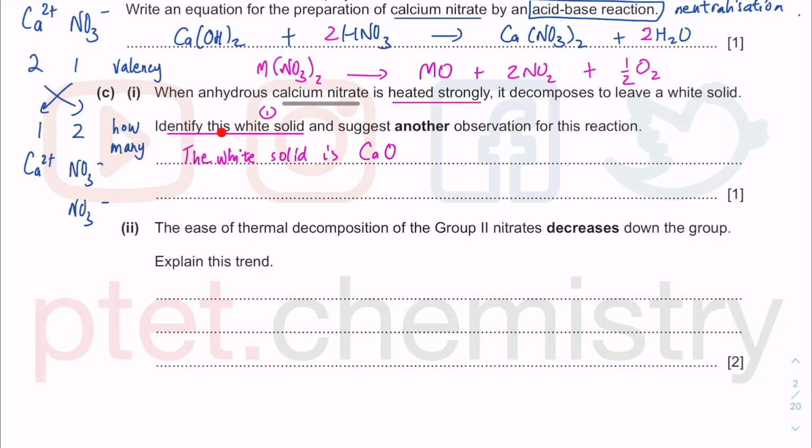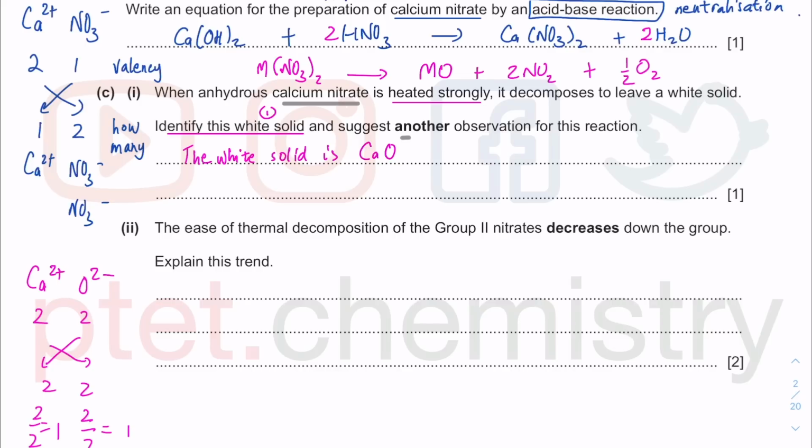They didn't ask for name, they didn't ask for formula. If you write down the formula, it has to be the correct one. So Ca2+, O2-. As you can imagine, the valency when you do the crisscross has to be the simplest whole number ratio. So there's 1 and 1. So you can imagine 1 Ca2+ cancels out the charge of the 1 O2-.